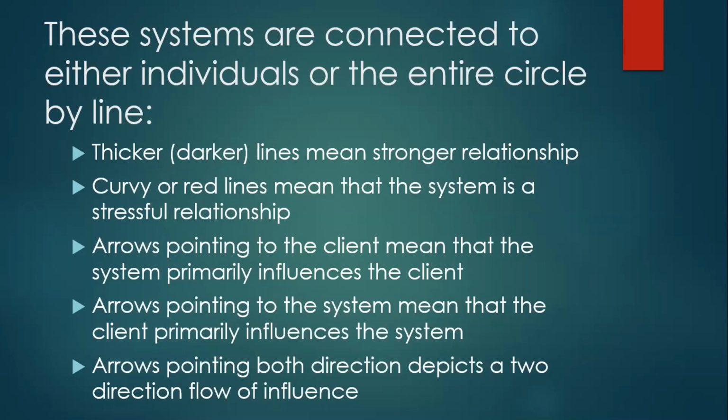So primarily, these systems are connected to either individuals or the entire circle by lines. Thicker, darker lines mean a stronger relationship, while curvy or red lines mean that the system is a stressful relationship. Arrows pointing to the client mean that the system primarily influences the client. Arrows pointing to the system mean that the client primarily influences the system. Now, arrows pointing in both directions depict a two-directional flow of influence.